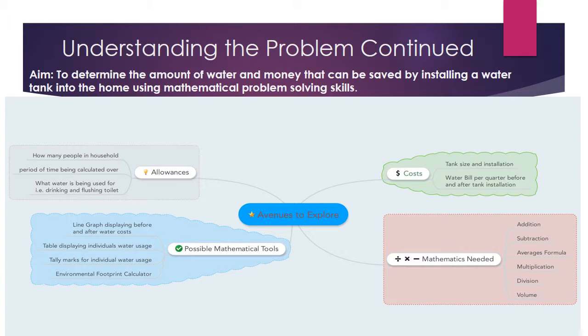This can also be displayed through the use of a water bill that has been used before a water tank has been installed. Once this has been calculated, I can determine how much water is then used after the tank has been installed by locating percentage decreases of water saved associated with water tanks. I may also calculate the environmental footprint before and after a water tank has been installed and display these results on a line or a bar graph.